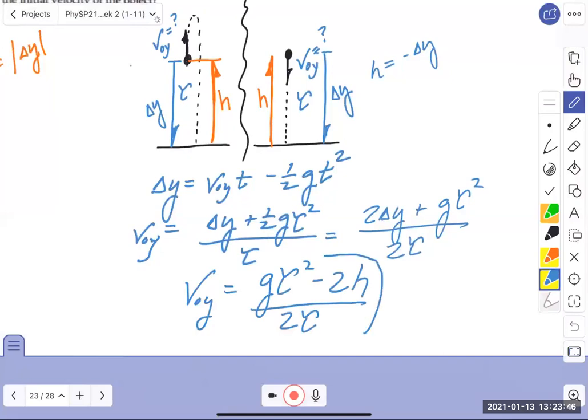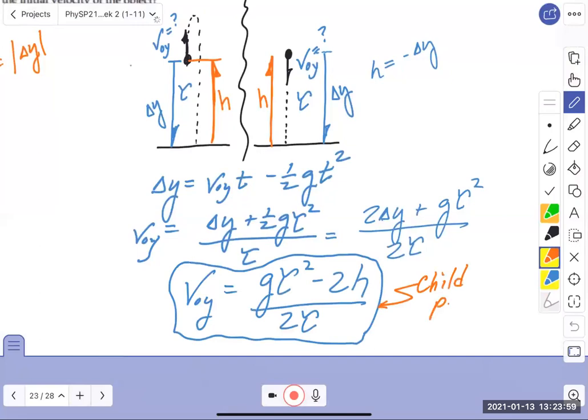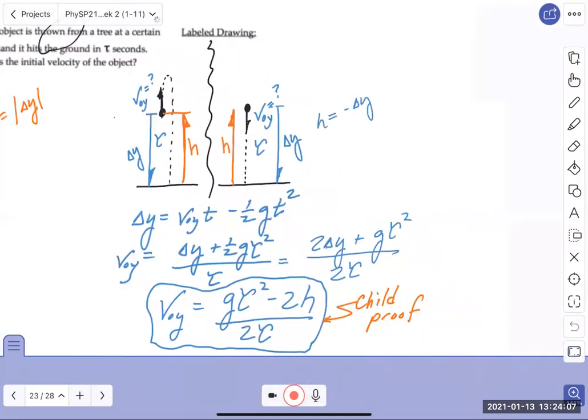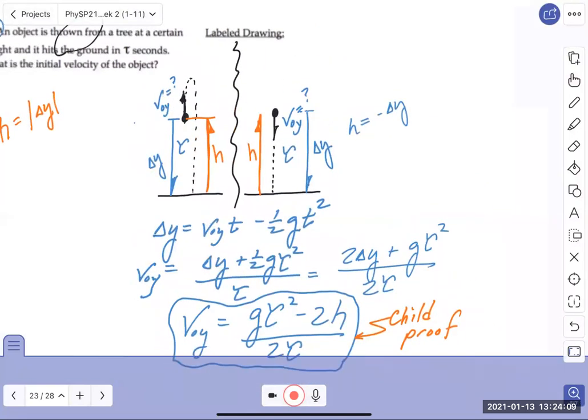Now that is childproof. When I say child, I mean an eighth grader. That is a childproof equation because an eighth grader, even though they're intelligent and may know their algebra, doesn't know physics. And so they don't understand the importance of signs.